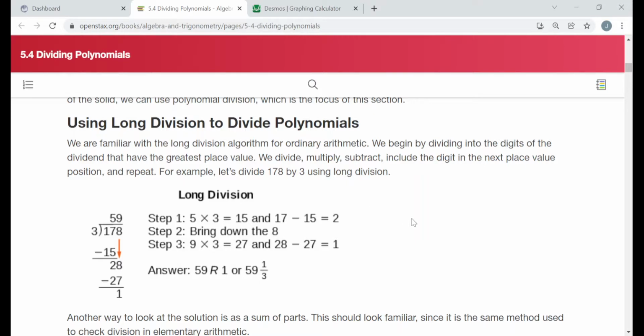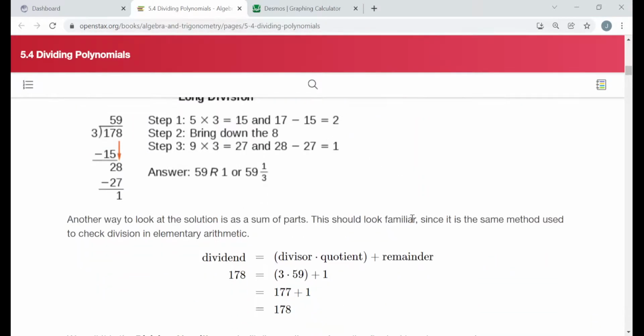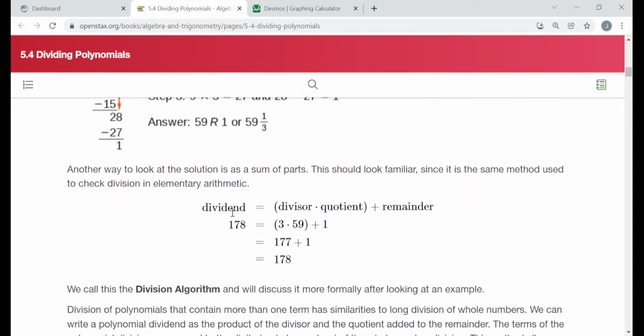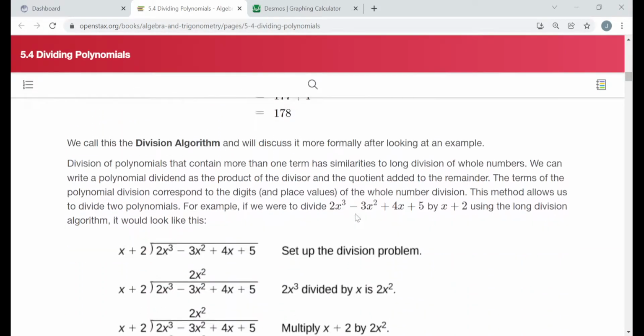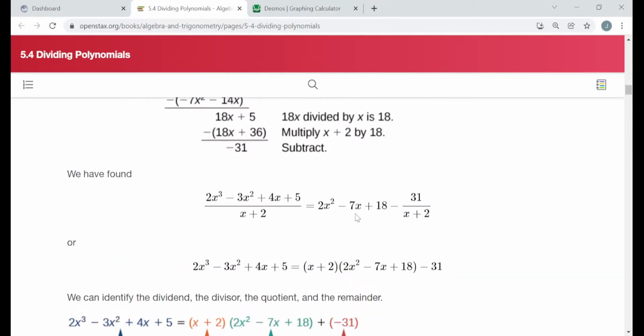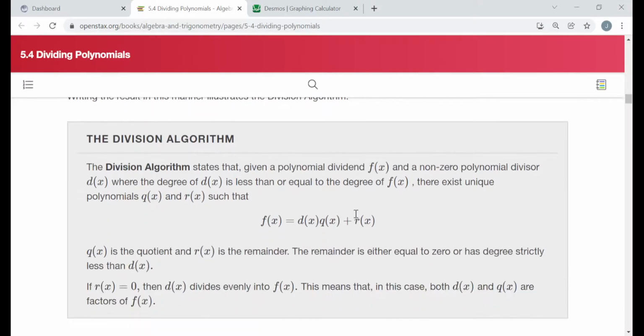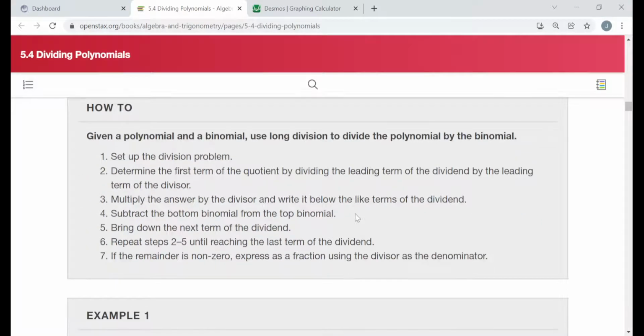Okay, so they go through an example of how to do long division with integers, with whole numbers here, just to refresh your memory. There's a lot of stuff for you to read and examples to see, but I just want to get down to the how-to, and I'll write a bunch of stuff for you as we go through certain examples.